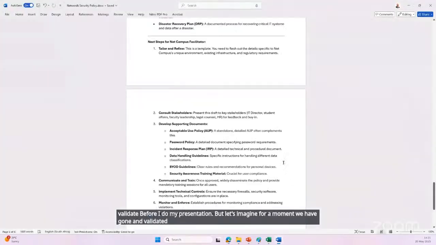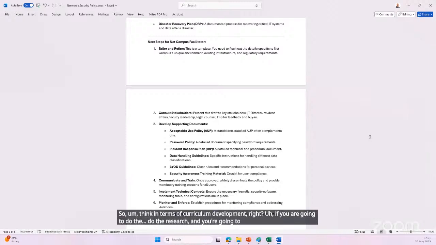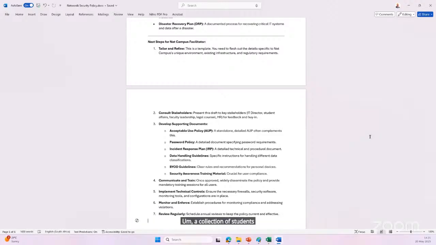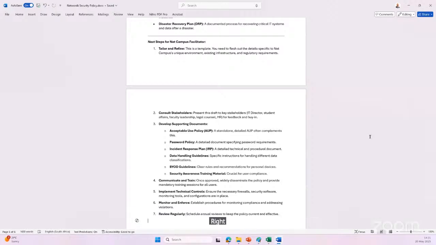We've copy and pasted into Word, we've saved it. And now, of course, we have to end up with our presentation. So think in terms of curriculum development, right? If you are going to do the research and you're going to need to present that to a collection of students or to attendees of a meeting, wouldn't it be great if we had the capability to take this research and automatically convert it into PowerPoint, right? And we now understand that that capability is available.